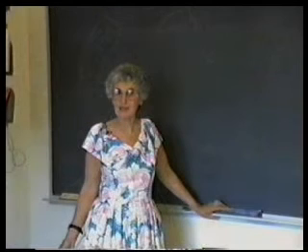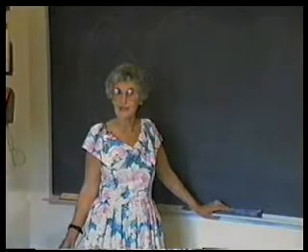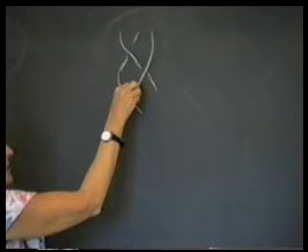I'm Joan Birman, and I'm a professor of mathematics at Barnard College and at Columbia University. And we're in my office in the mathematics building at Columbia. And what I'd like to tell you a little bit about is braids. And braids are very closely related to knots, and we'll see the connection in a few minutes.